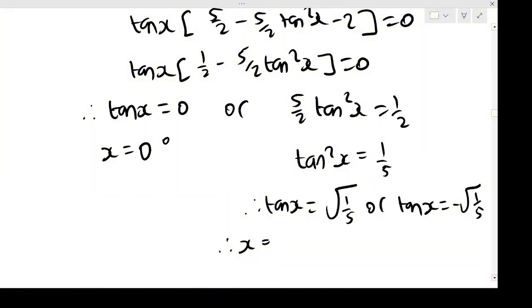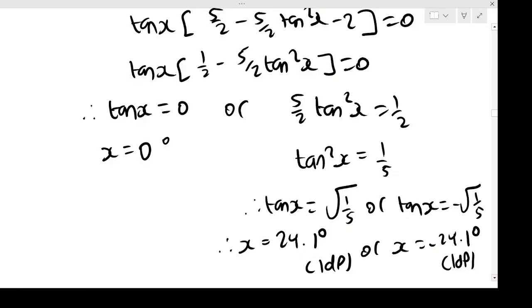I get 24.1 degrees to 1 decimal place. Or if I solve the other equation for negative root of a fifth, I get minus 24.1 degrees. So, there we are. Obviously, there would be more solutions, because remember with tan, I can just take away or add 180.